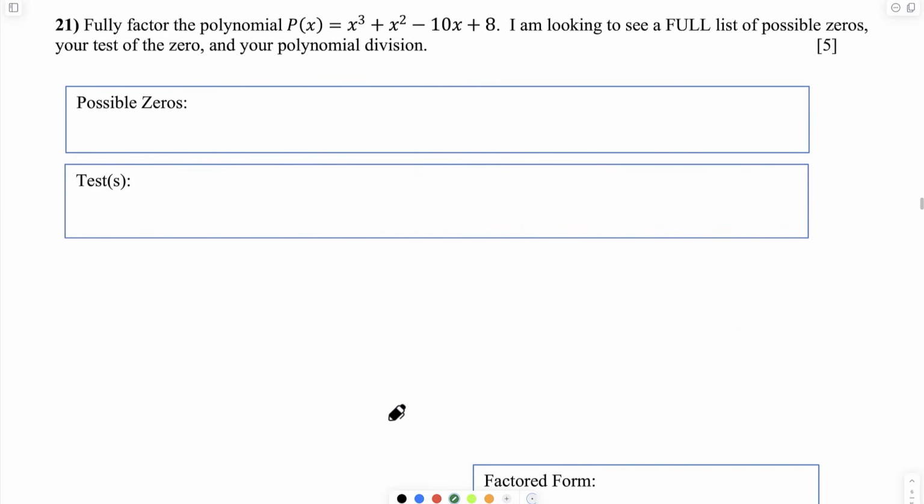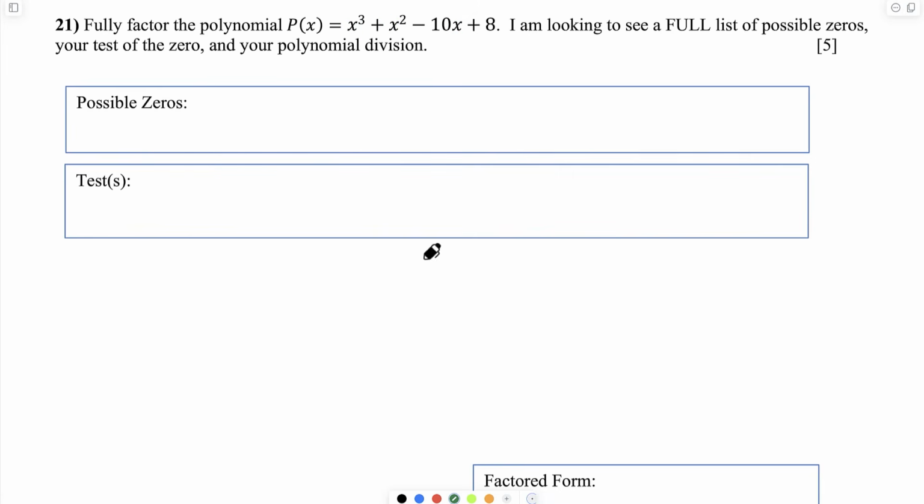21 says fully factor this polynomial. And I have to write a full list of possible zeros, show a test, and the polynomial division. So to factor this, I first have to decide what to divide it by. So I need to divide it by something that is a factor of that, that's going to give me a remainder of 0. So based on the factor theorem, I'm just going to guess and check numbers, sub them in for x, until I find something that makes that polynomial be 0.